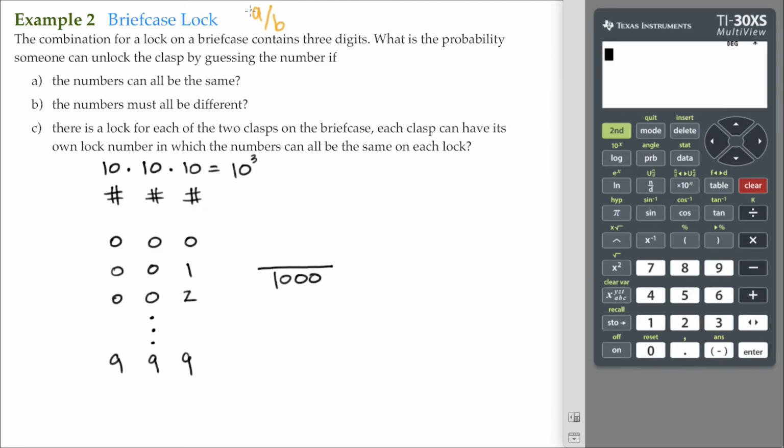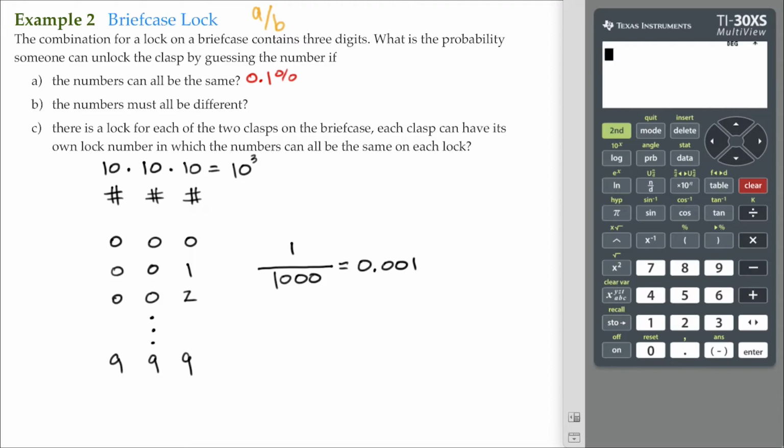The event, A, that's the one number, that's the correct number. That'll get you to open the clasp. So that's 1 out of 1,000. So this can be written as 0.001. That's 1 out of 1,000. And of course, we recognize this as 0.1%. So it's very small.